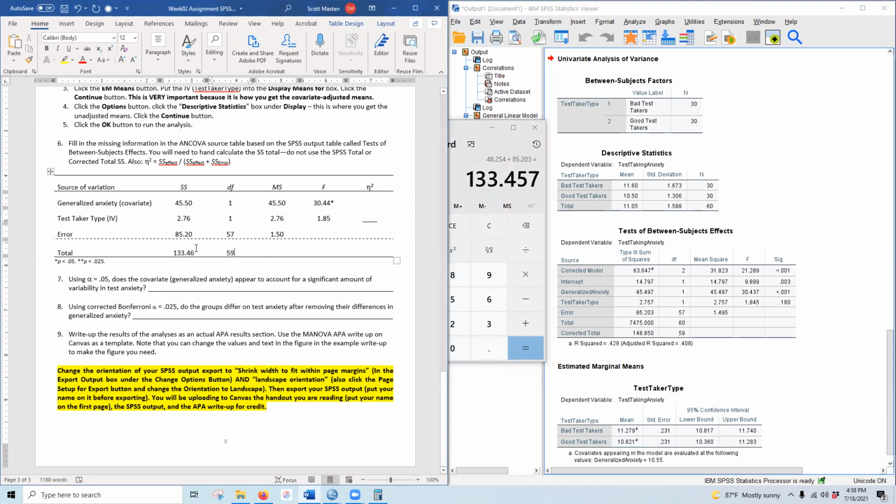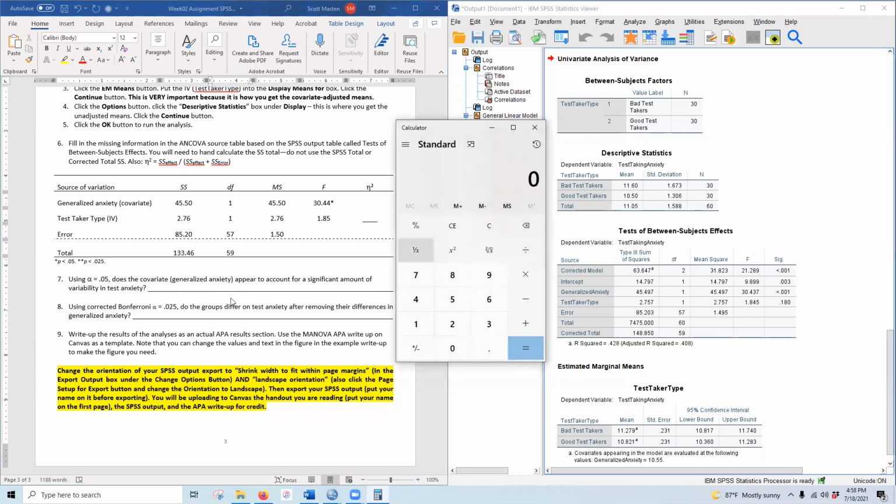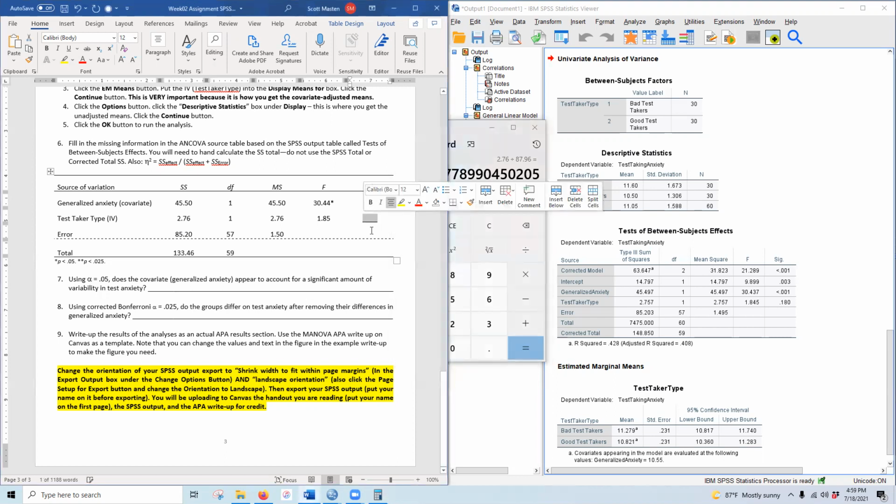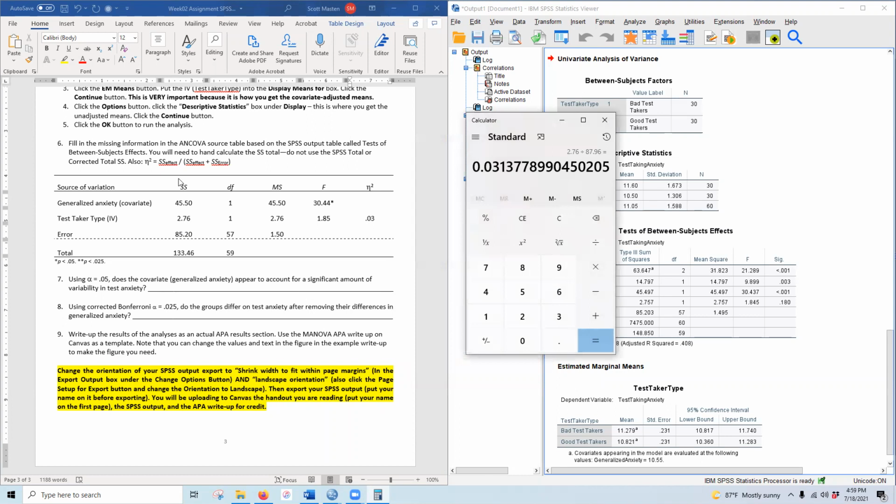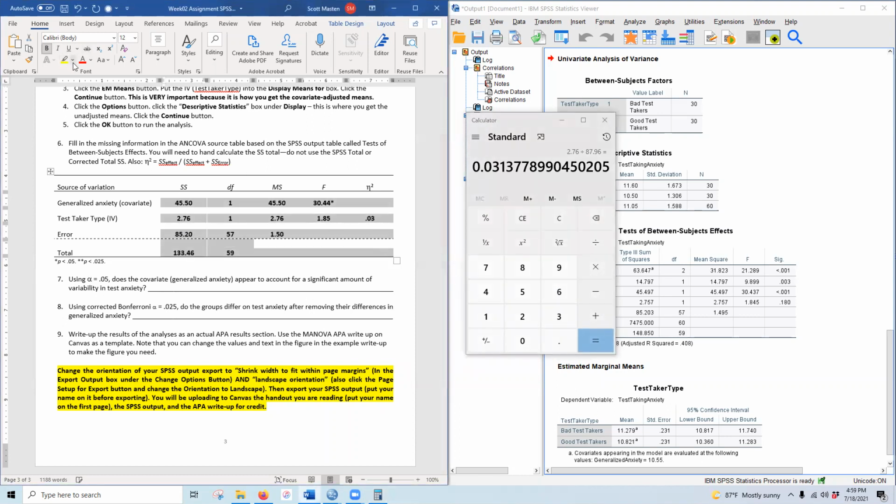To get this eta squared, we don't use the total because it's an ANCOVA. We don't want to count variability accounted for by the covariate. We want to count the leftovers. So again, we need the sum of squares for effect and sum of squares for error. The sum of squares effect is 2.76, not 45.50, I take that back. Plus the error, 85.20, is 87.96. That is the sum of this and that. Then we divide 2.76 by 87.96, and I get 0.03. Something very small and consistent with being not significant.